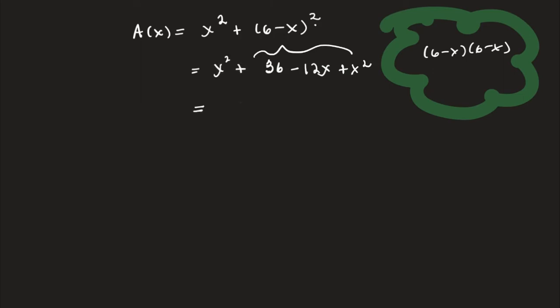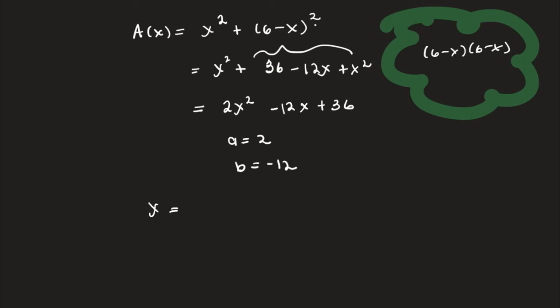Now we can combine like terms. x squared and x squared gives us a 2x squared. Writing in descending powers, I'm going to write the negative 12x next, and then plus 36. Now that it's in this expanded form, I know what letters a, b, and c are. a is equal to 2, and b is equal to negative 12. c is equal to 36, but we don't need that constant to find the x value of our vertex.